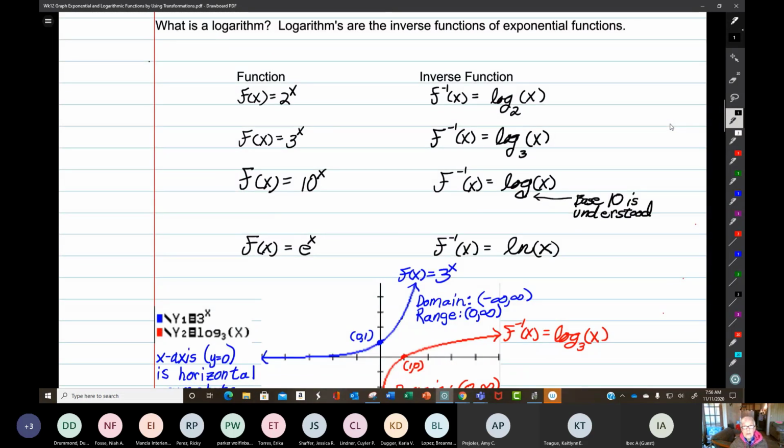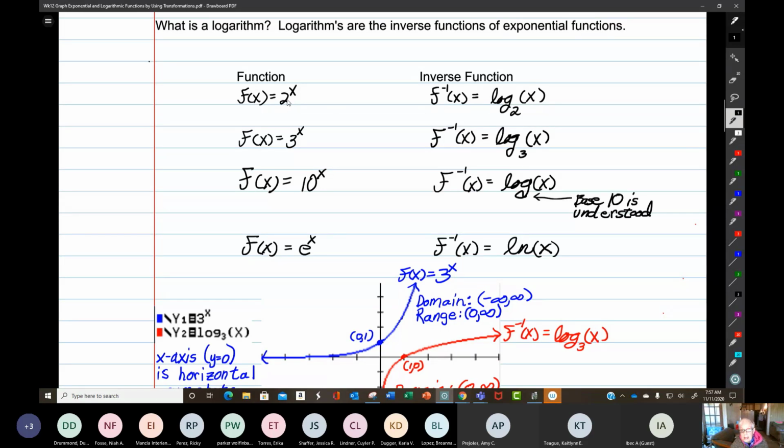The logarithm function is the inverse function of the exponential function. And here they are. If f of x equals 2 to the x, then the inverse function is going to be log base 2 of x.